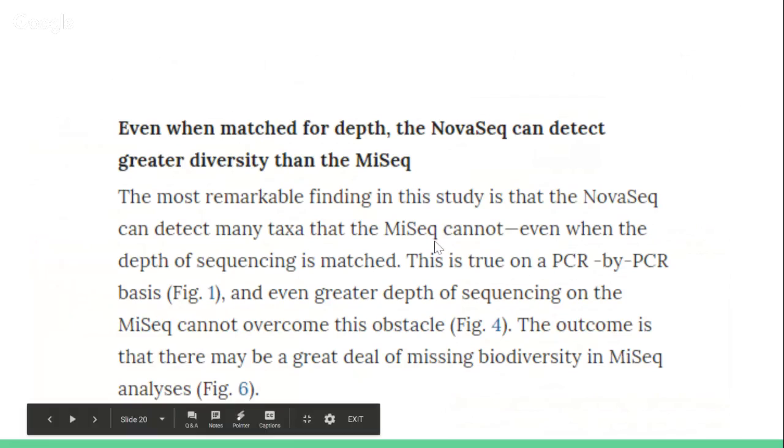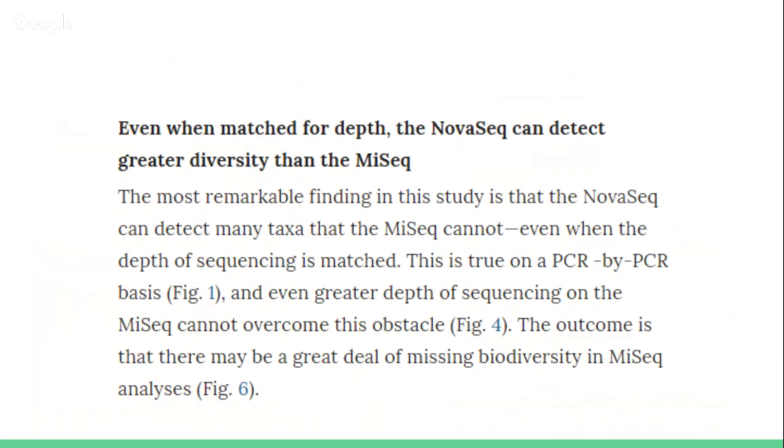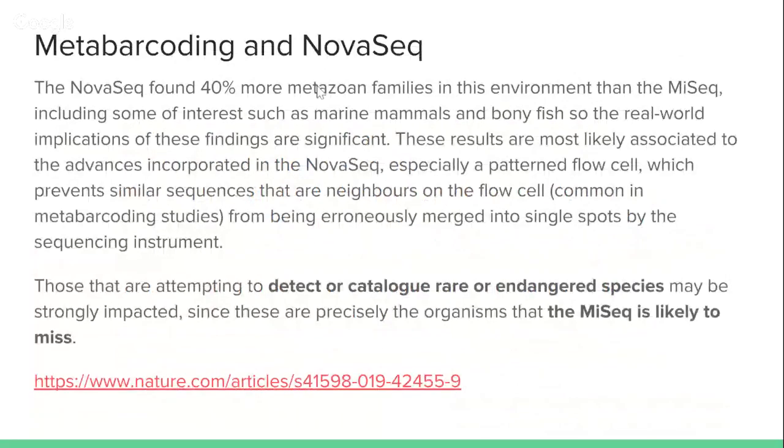Well, the authors in this experiment, they tried it the hard way. They basically got as much sequence out of MiSeq runs as NovaSeq runs, and then compared apples to apples these results, and then concluded that the NovaSeq or any pattern flow cell Illumina machine, NovaSeq, HiSeq 4000, or the smallest of them, the HiSeq 100 machine, is better at detecting diversity than any of the non-pattern flow cells for the same throughput. And so the NovaSeq found 40% more metazoan families in a specific experiment than the MiSeq, including some of interest such as marine animals and bony fish.